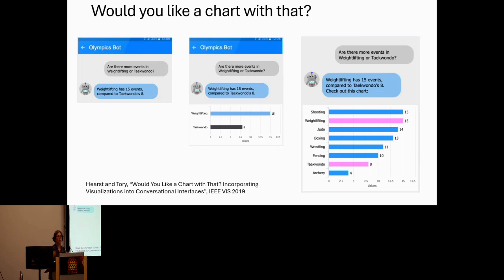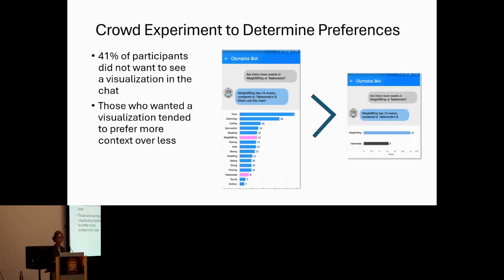And one option we explored was maybe they just want a text answer. Then we thought maybe they want that answer in text and in a chart. And then in the third case on the far right, we added more context information to the chart. So instead of just showing weightlifting and Taekwondo, we showed all of the other top-ranked sports in terms of number of events, thinking that this might give more context to help the user understand their answer. And then we ran an online experiment where we explored user preference to these various answers that a hypothetical chatbot might give.